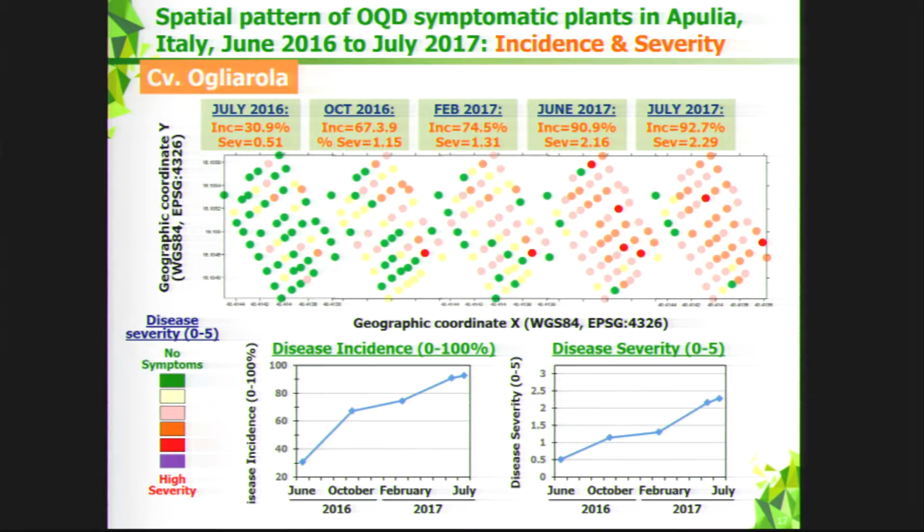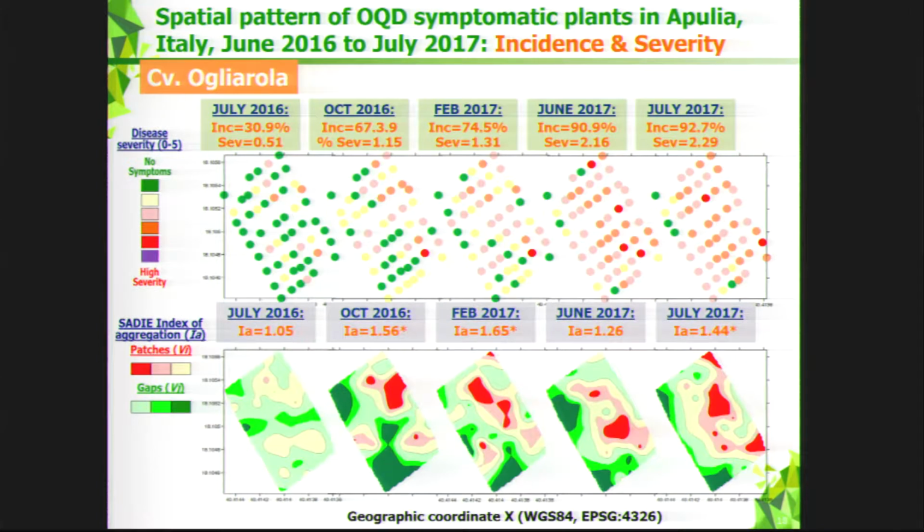And here you can see how the disease progressed in disease incidence from 30% to almost 100%, and in disease severity from 0.5 to 2.5. This is a clear, common picture of the progression in the different plots when we have a susceptible cultivar. Here you have the different maps. In most cases, you obtain a significantly aggregated pattern in these plots.